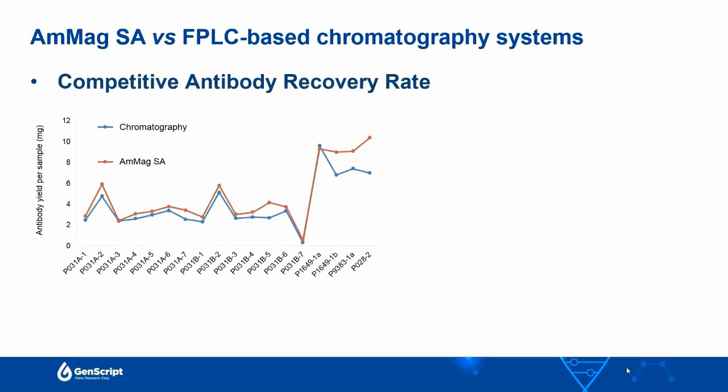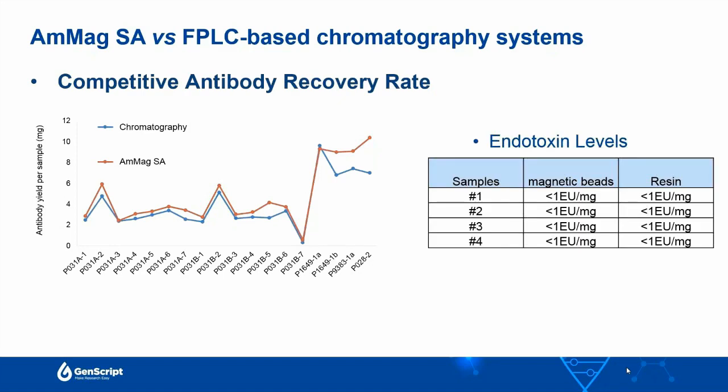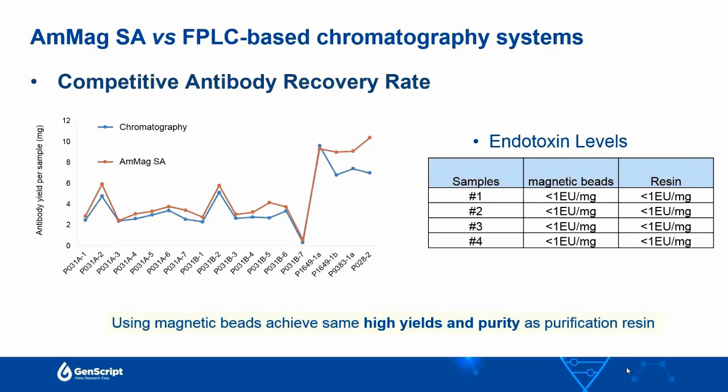So we tested the antibody yield and recovery using hundreds of samples. Some of the data has been shown here. The samples were purified either using GenScript's protein A resin and an FPLC-based automated chromatography system, shown by the blue line, or using AMAG protein A protein magnetic beads coupled with the AMAG SA instrument, shown by the red line. Sample-to-sample variation aside, we saw no significant difference between the yields using either method. We also tested HCP and endotoxin contamination levels and found very low levels of contamination in purified antibodies, which was similar to what we saw with protein A resins. So in general, magnetic beads can achieve the same high yield and purity as purification resins.